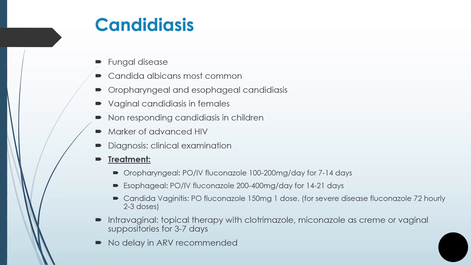Candida vaginitis is treated with oral fluconazole 150 mg single dose, which can be repeated in severe disease for 2 to 3 doses. Local intravaginal topical therapy with other antifungals can be given for 3 to 7 days as suppositories. Delay in ARV is not recommended. In a patient presenting with advanced HIV who has obvious mucositis and oral thrush and gives a history of dysphagia, the treatment should be done as esophageal candidiasis.